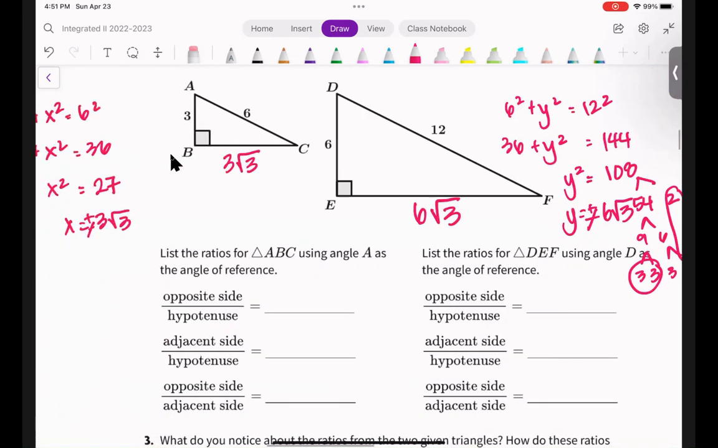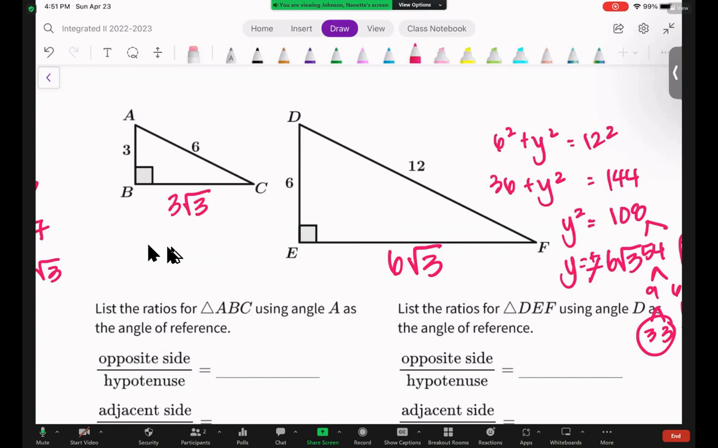So your brain should be like, hey, that's kind of neat how they both had root 3s. Your brain should also be like, hey, there's some numbers here that I can get to. And if your brain noticed that, awesome. And it's because it's still in the similarity chapter. And if you notice, these sides are half of these sides. So 3 is half of 6. 6 is half of 12. 3 root 3 is half of 6 root 3. Another way to say it is these are double those sides.